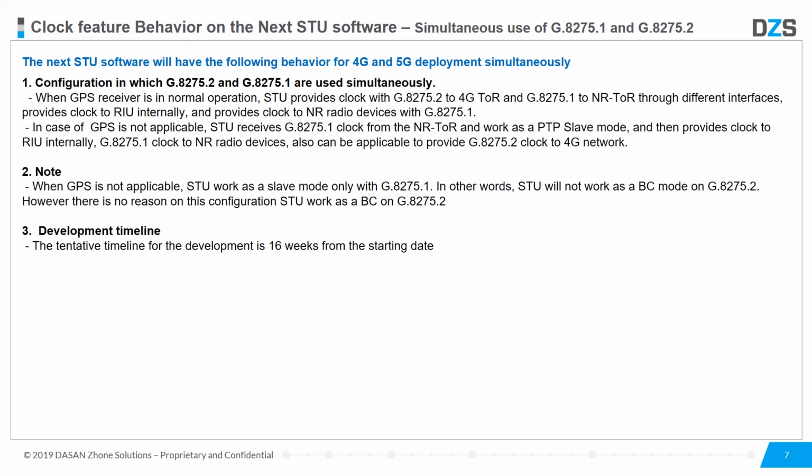Number 2. If GPS is not available, the STU operates in sleep mode only in G.8275.1. In other words, the STU does not work in BC mode in G.8275.2. Number 3. The development schedule is expected to be 16 weeks from the start date.